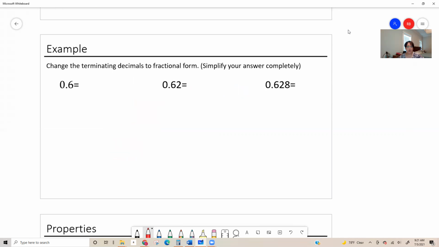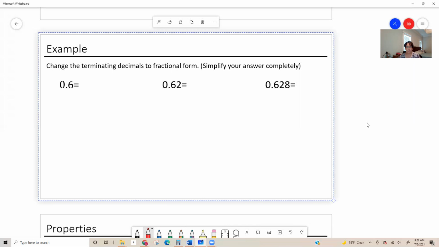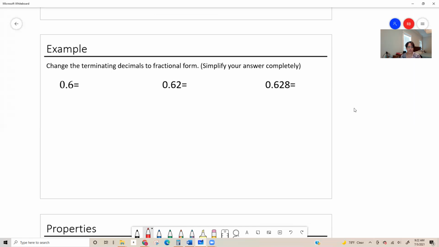Okay, so now they want you to change the terminating decimals to fraction form, and they want you to simplify your answer. So the easiest way, some calculators will change from fraction to decimal for you. I don't think this one will. But I'm going to show you, it's not hard to do this.